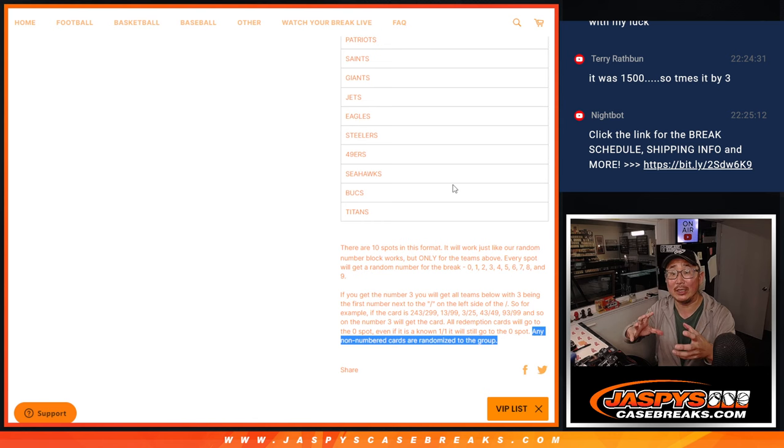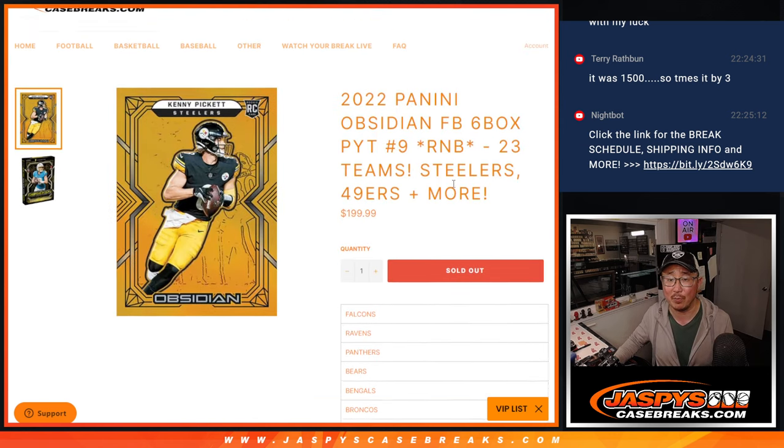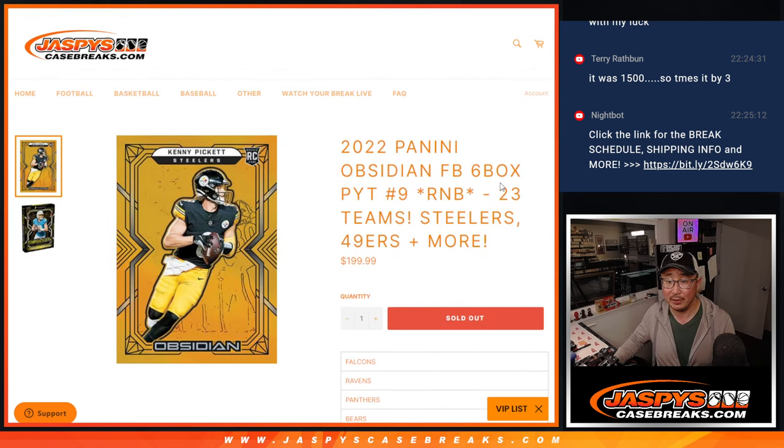But we're going to collect them as one lot and randomize them to one person in the group. So that could be a spot that gets you a lot of extra base cards. So that'd be pretty cool.